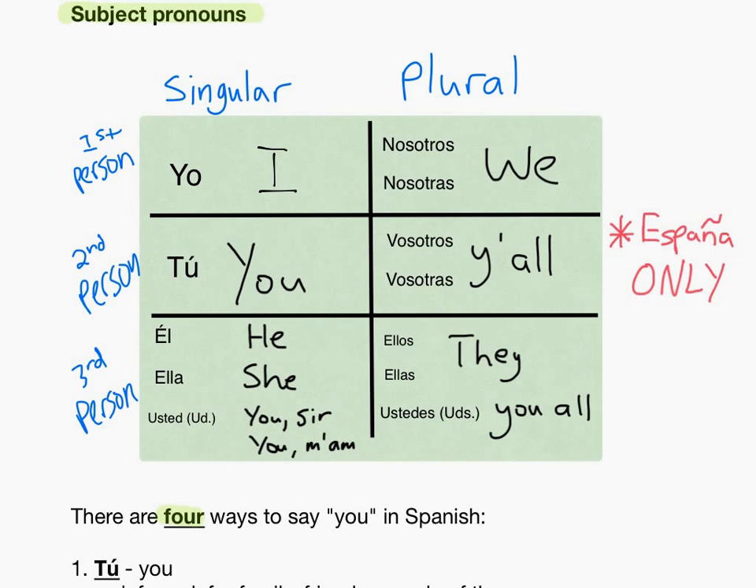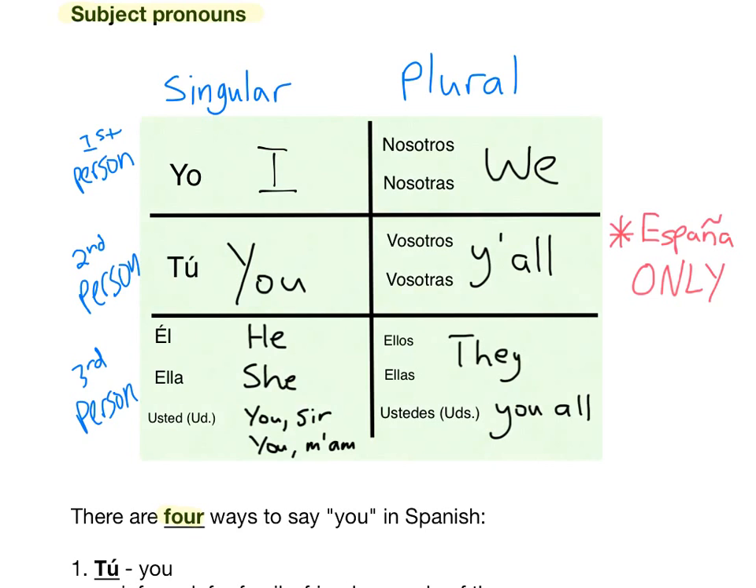So this is the first page of your notes. And you want to fill this in exactly as you see here. You can pause this or rewind it or do whatever you want to do. I want you to fill this in exactly as you see it here. This is going to be the key to a lot of things that you're going to study coming up.